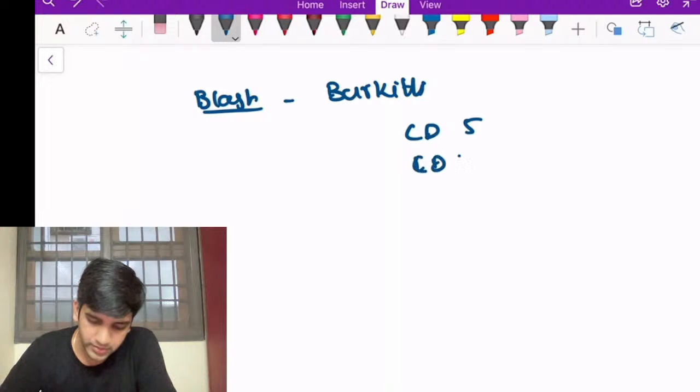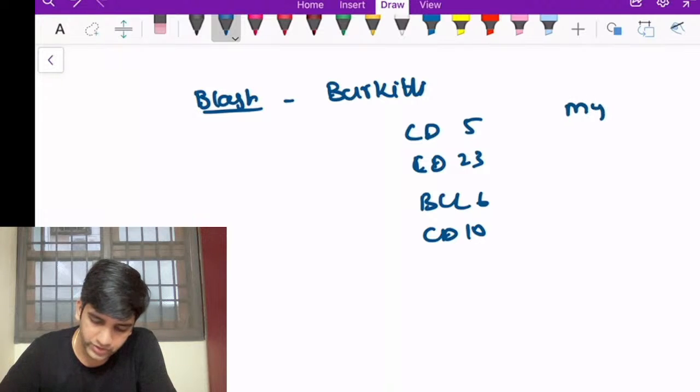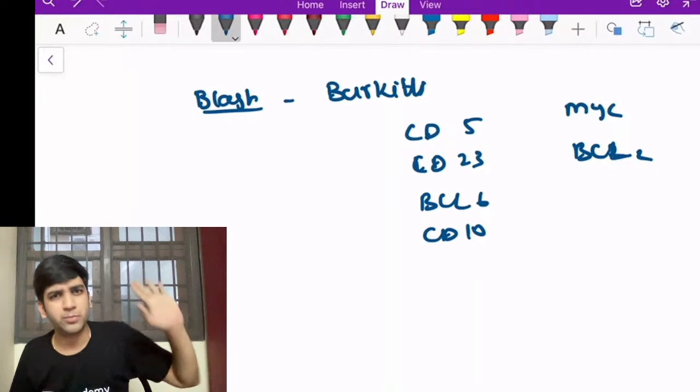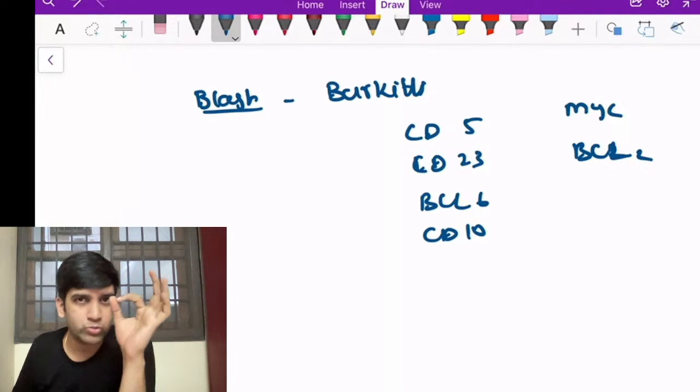CD5, CD23, BCL6, CD10, MYC, BCL2. So I wanted to comment on each and everything here. I have written all the possible markers. It's coming from centroblast lineage.